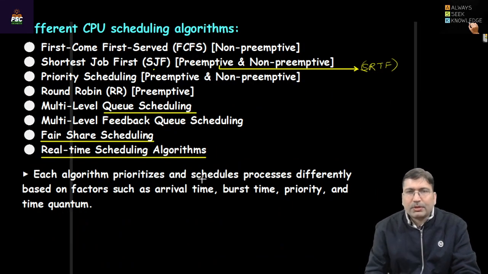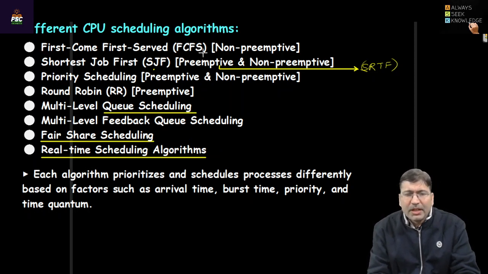There are different types of CPU scheduling. The very first is first come first serve. It falls under the category of non-preemptive CPU scheduling. Then next is shortest job first. It falls under both categories. So there is a version non-preemptive SJF and preemptive SJF. Preemptive SJF is also considered as SRTF, shortest time remaining first. Shortest time remaining first is the preemptive version of SJF or shortest job first, right?